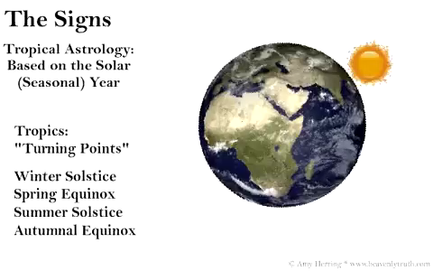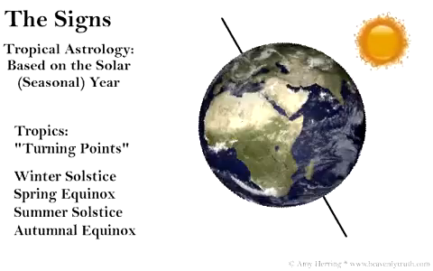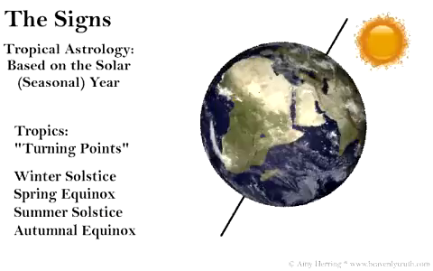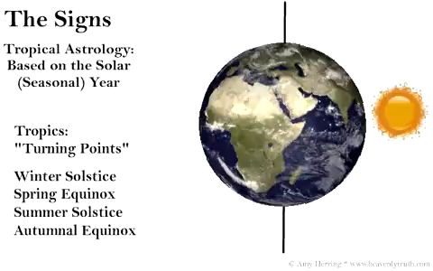equinox. The solstices, roughly 6 months apart from each other, define the turning point where the axis on which the Earth spins reaches a point where it's tilted as far away or as far toward the Sun as possible. The equinoxes, also roughly 6 months apart from each other, define the turning point where the axis on which the Earth spins reaches a point where it's perpendicular to the Sun, neither tilted away from or toward. So what does this have to do with astrology?